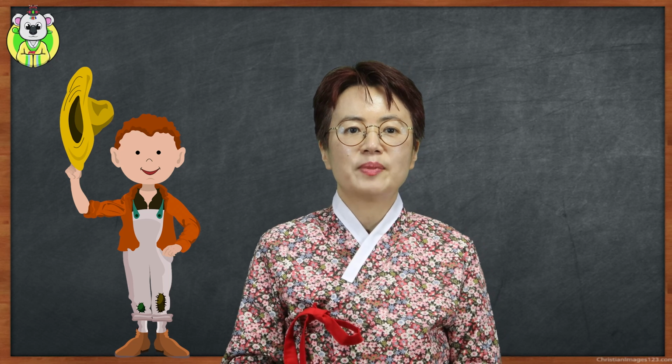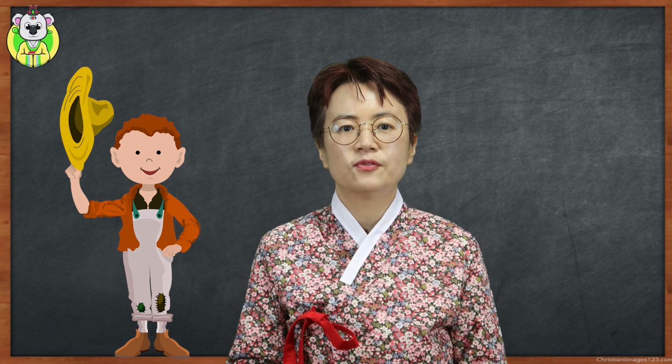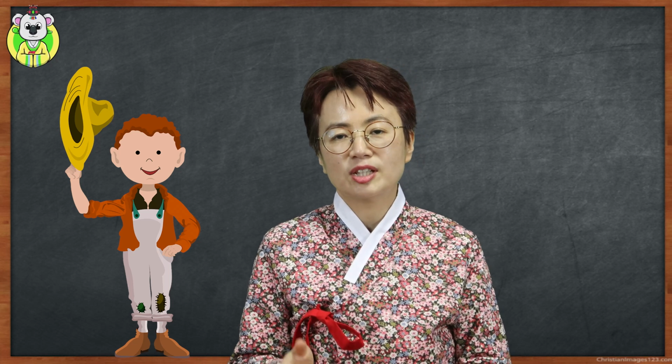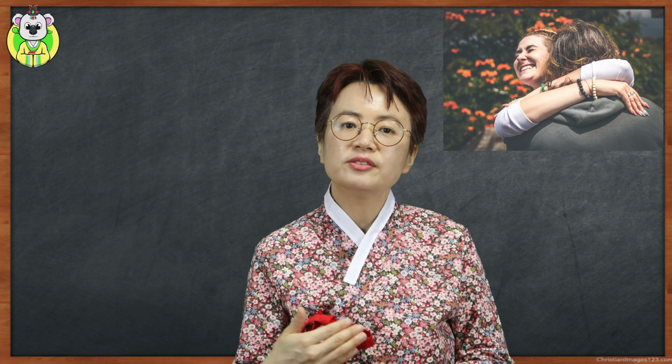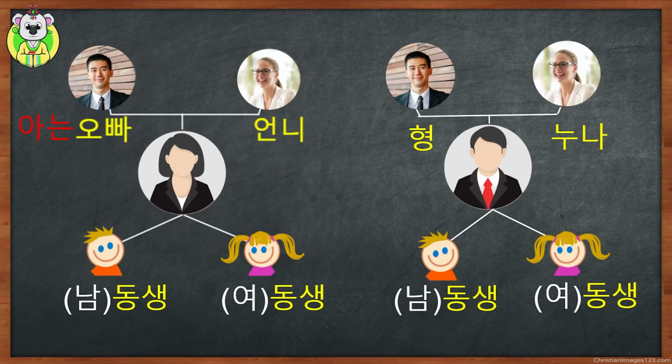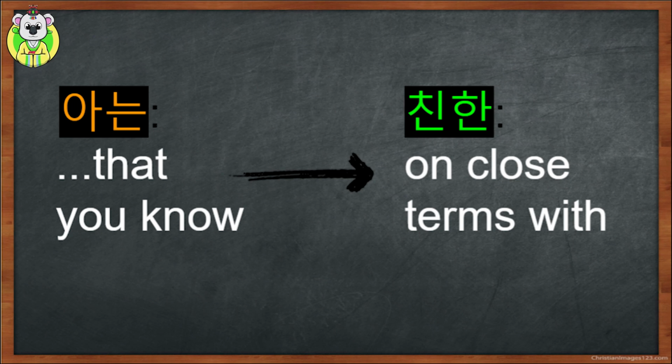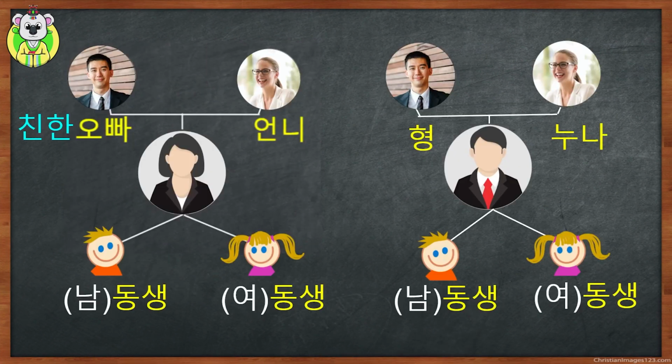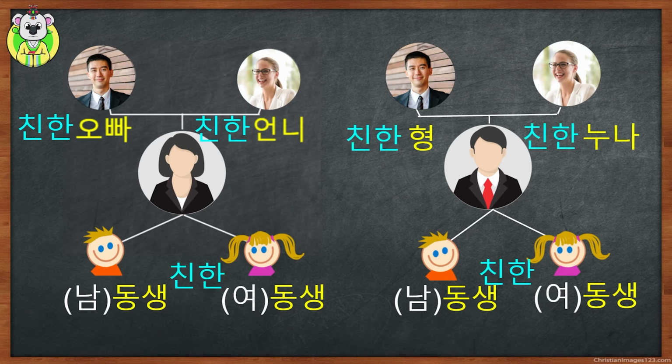Now, when you're talking about these people in the third person, then they become either someone that you know or someone close that you know. So someone that you know is 아는 오빠, 아는 언니, 아는 형, 아는 누나, 아는 동생. If you happen to be close to that person, just replace 아는 with 친한, which means to be on close terms with. So 친한 오빠, 친한 언니, 친한 형, 친한 누나, and 친한 동생.